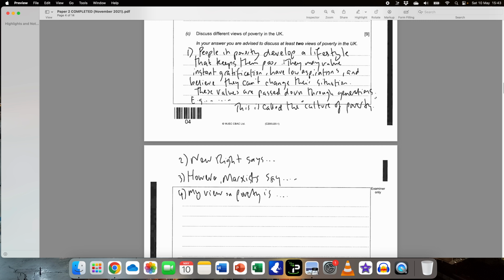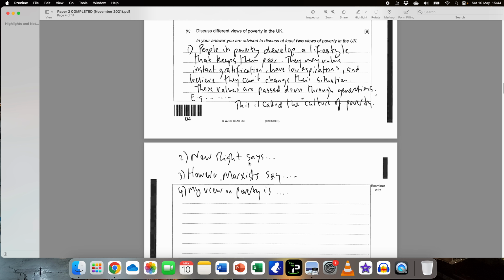Second view of poverty, the new right. Similarly, the new right says, reading from the table in the booklet, poverty is seen as the result of poor choices and a dependency on benefits. According to new right thinkers, benefits create a culture of laziness and an underclass unwilling to work. For example, some people may choose to stay on benefits rather than take up low-paid work, continuing a lifestyle dependent on benefits, linking back to the question, which keeps them poor.